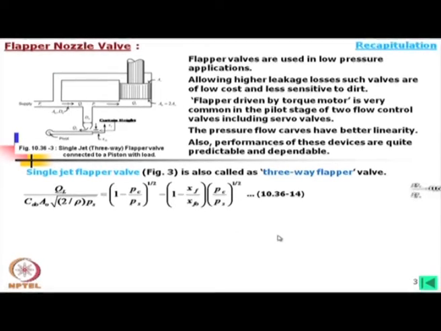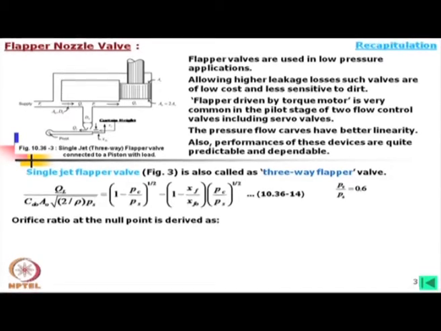Now, this Pc by Ps is usually found to be 0.6, which is good for such a flapper nozzle valve, whereas in case of a spool valve it is 0.5, and in this case 0.6 is better.